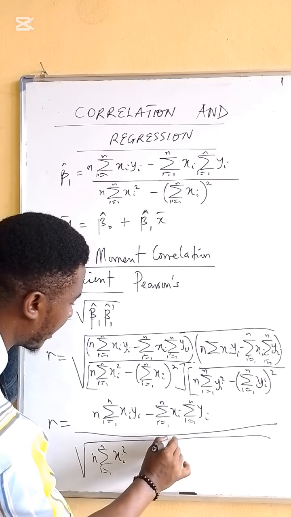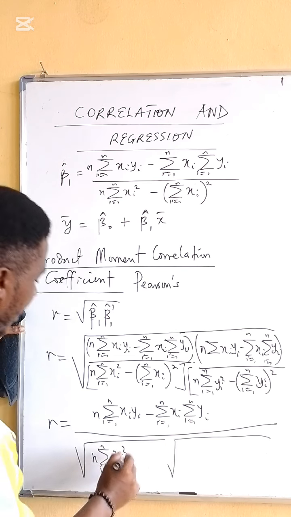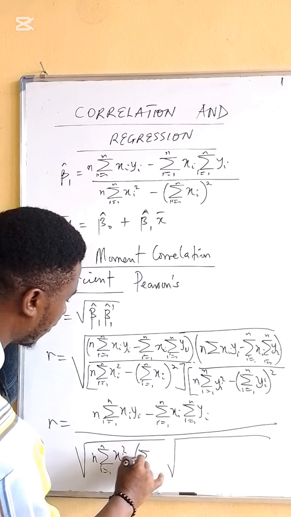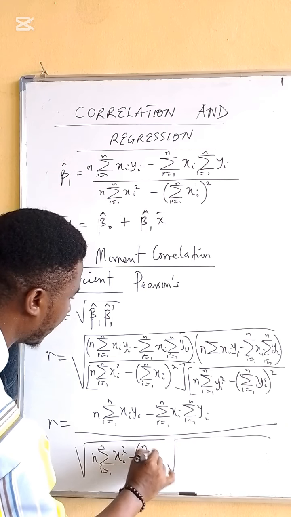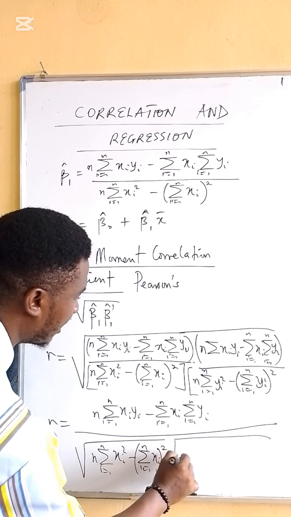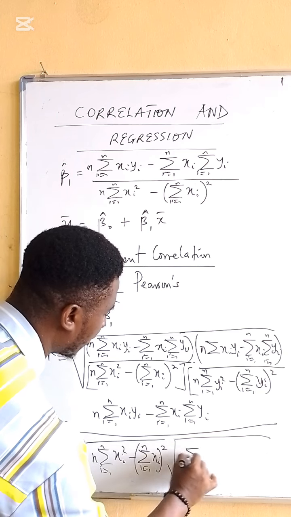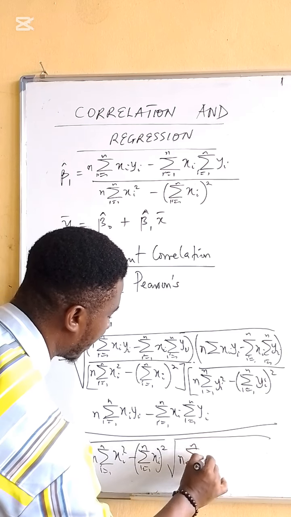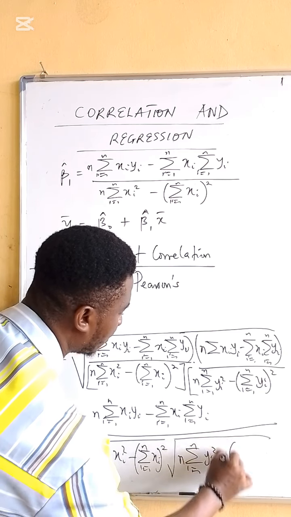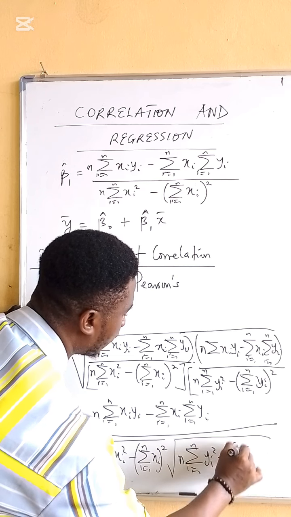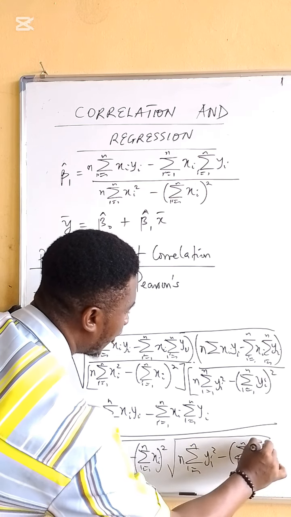I'm going to break this here so that you can actually see clearly what is actually going on. So this will be from i equals 1 to n xi, all squared. Similarly, I'm going to put here summation from i equals 1 to n times n yi squared minus summation from i equals 1 to n yi, all squared.